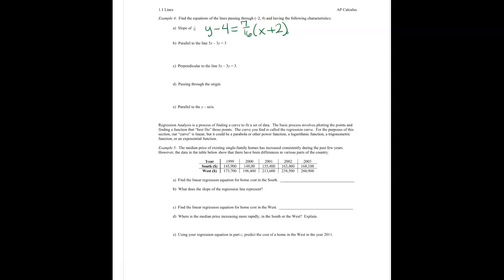We just need an equation. We don't have to put this in slope-intercept form all the time. You guys don't have to distribute, because that's gross.